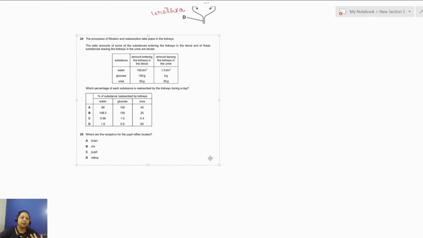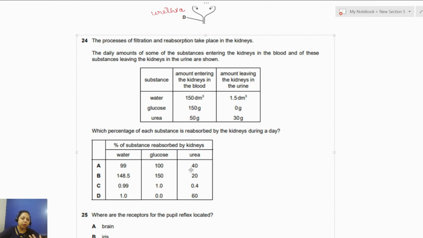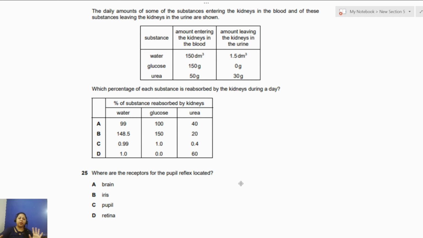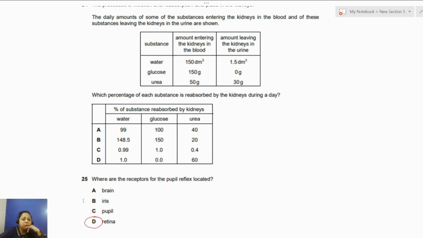You have to practice these calculations. These are very, very important. Let's discuss question number 25 first because that one is easier. Where are the receptors of pupil reflex located? They are located on the retina. Correct. The light receptors.